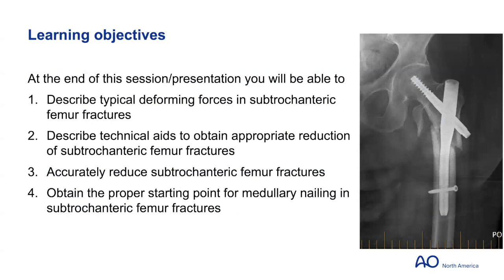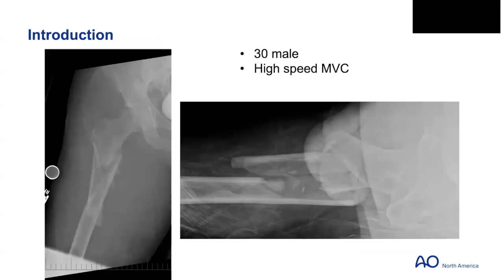So the learning objectives at the end of this session, you'll be able to describe typical deforming forces in subtrochanteric femur fractures. And I think with all the cases that we're going to go over this evening, it's going to be really important to understand those, because you're going to have to neutralize those forces or obtain an appropriate reduction to get appropriate alignment. And you'll see with the cases, subtroch femur fractures are very sensitive to malreduction in terms of complications. And then again, talking about how to reduce them and how to obtain the proper starting point.